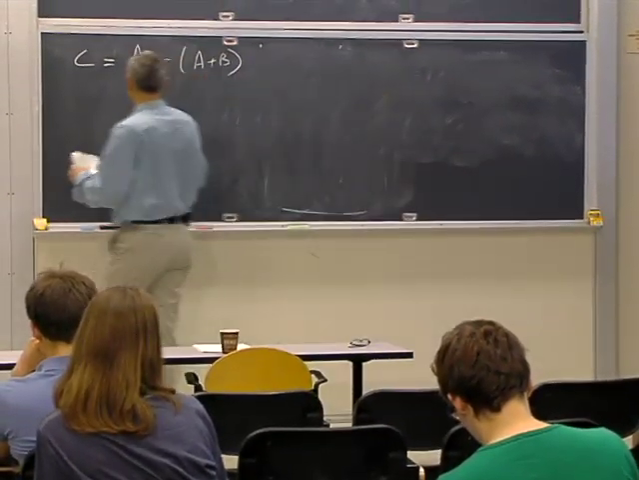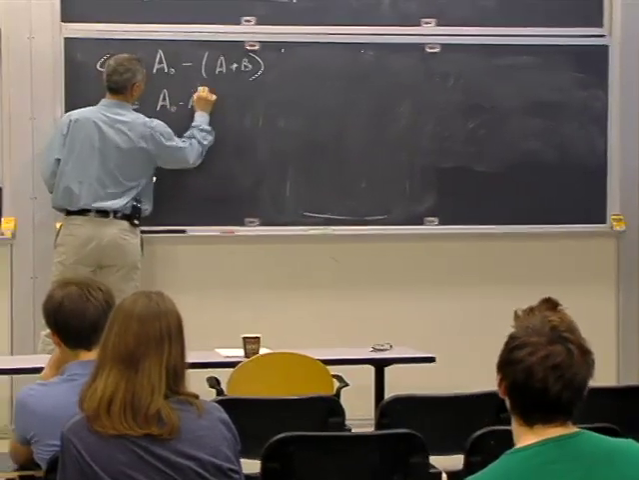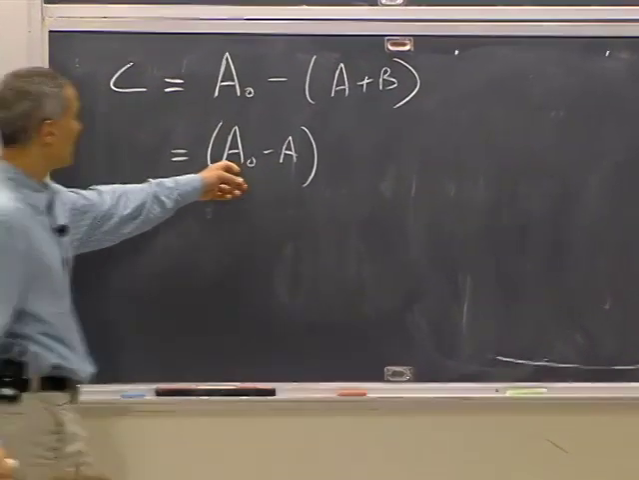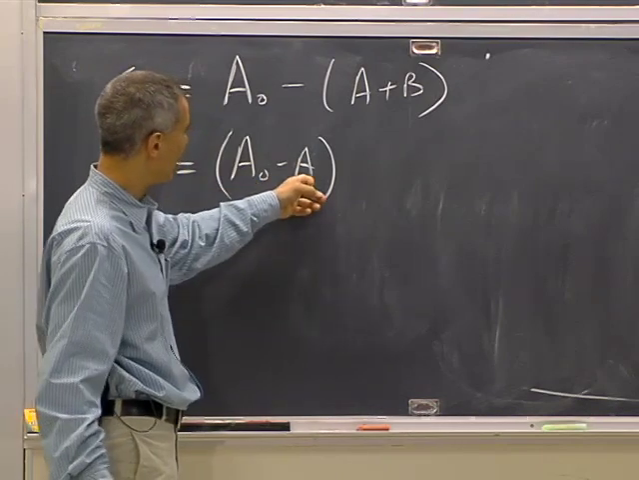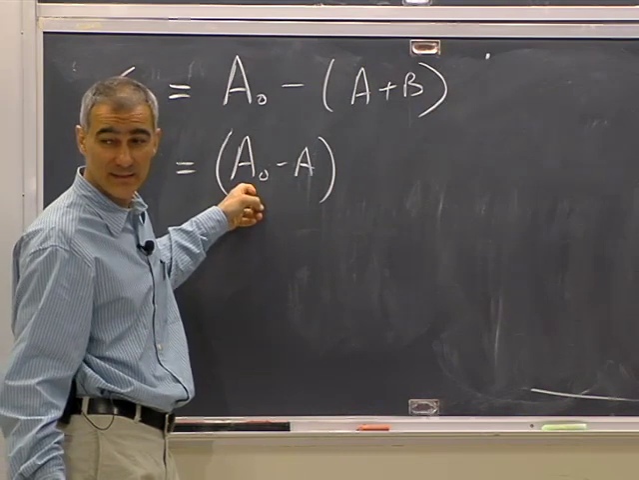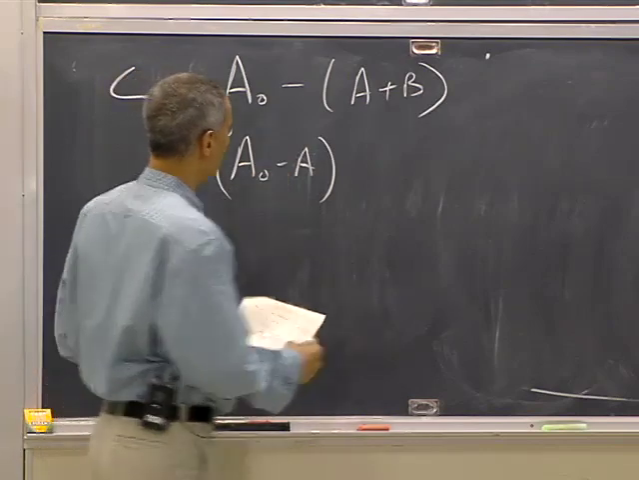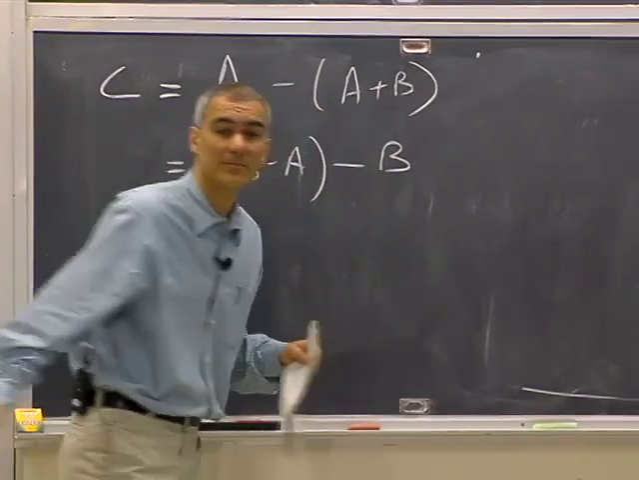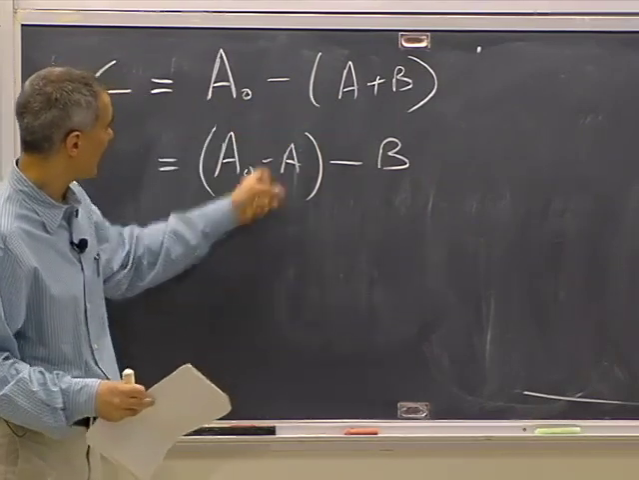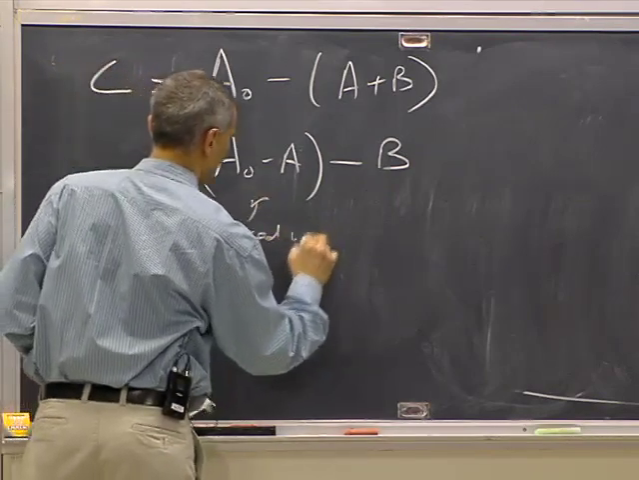You could also write it in a different way, which is that the amount of C is equal to the amount of A that you have used up. A naught is what you started out with, A is what's left over, so this is the amount of A used up. It's not all quite in C yet, because some of it is stuck in B. So it's the amount of A used up minus the amount that's stuck in B. Those two are the same, I hope. A naught minus A, yeah, that's right, minus B, yeah, that's right. So this is used up and then stuck in B.